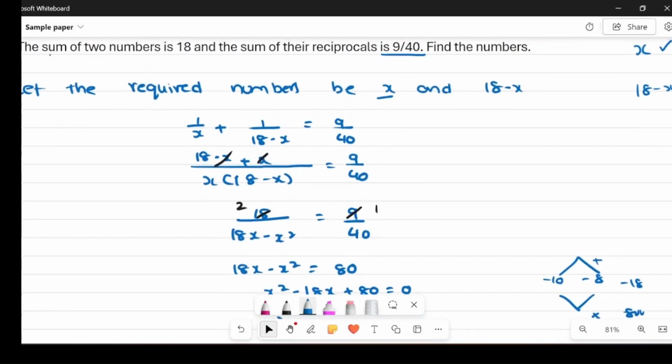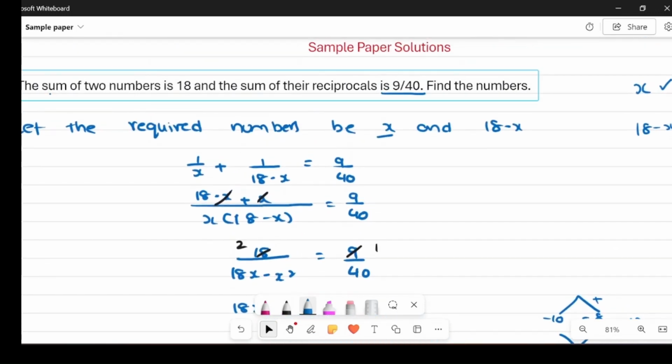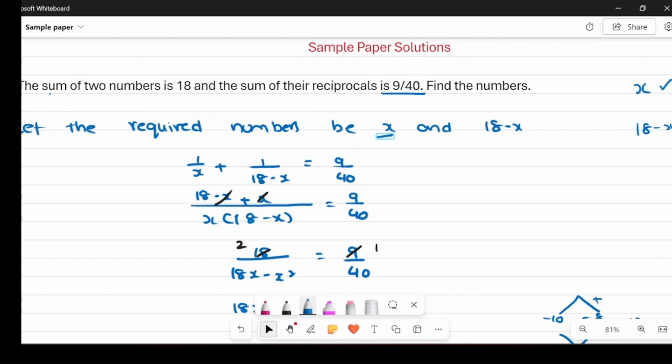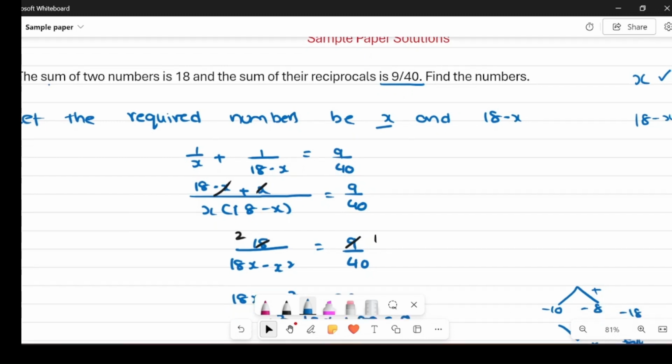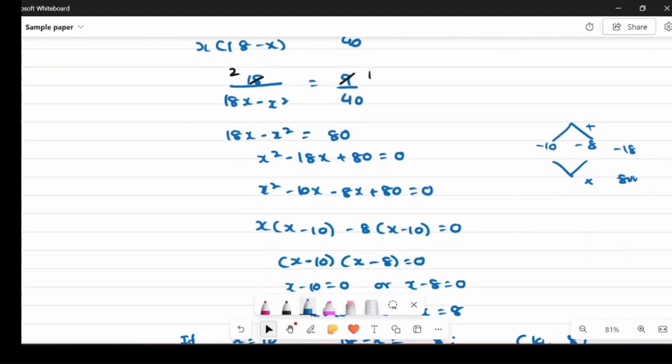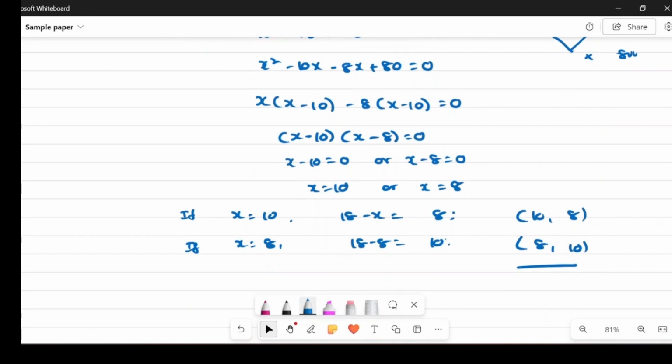Hope this is clear. The sum of two numbers is given as 18, so we can take the required numbers as x and 18 minus x, right? The sum of reciprocals is 9 by 40. So the reciprocals of x and 18 minus x would be 1 by x and 1 by 18 minus x. Their sum is equal to 9 by 40. So you just simplify it and then you get a quadratic, split the middle term, and you get the values of x. We get two values of x: x is equal to 10 or x is equal to 8. If x is equal to 10, the other number would be 8, and if x is equal to 8, the other number would be 10.